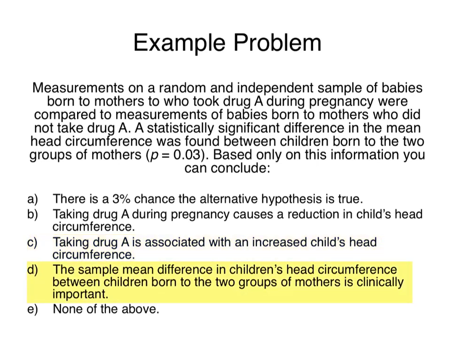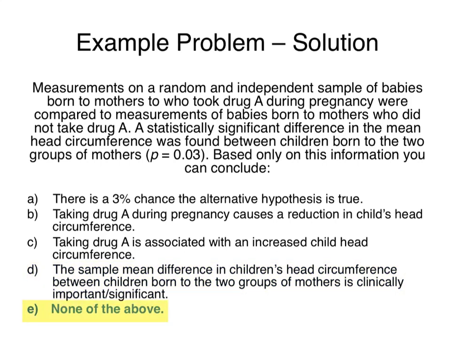And D, the sample mean difference in children's head circumference between children born to the two groups of mothers is clinically important. So this isn't correct either, because we only know that there's a statistically significant difference between the two groups. But we don't know if this difference is clinically or practically important. This could be a small difference that really isn't all that meaningful. So our answer is E. None of the above can be concluded from the information provided.